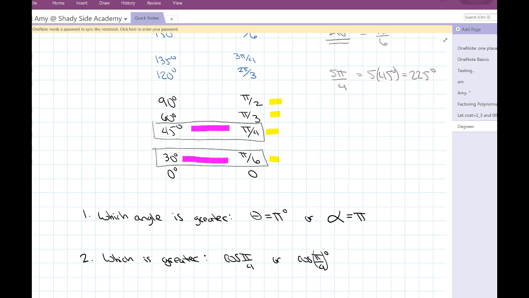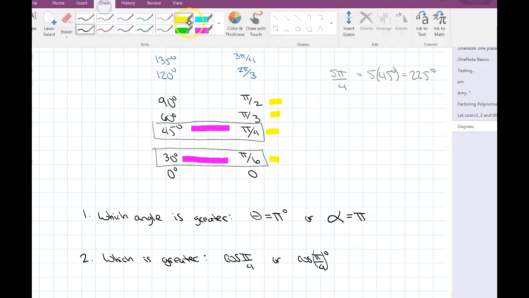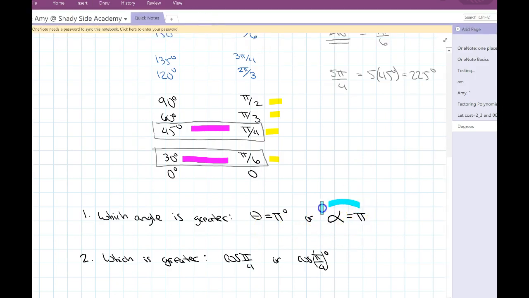Okay. So number 1, which one is greater? Theta is pi degrees, or alpha, which is pi radians, right? This angle is pi radians. Well, this is interesting. Pi radians is 180 degrees. And theta equaling pi degrees is an angle with 3.14 degrees. And if you visualize a 3-degree angle versus a 180-degree angle, then the greater angle is alpha.